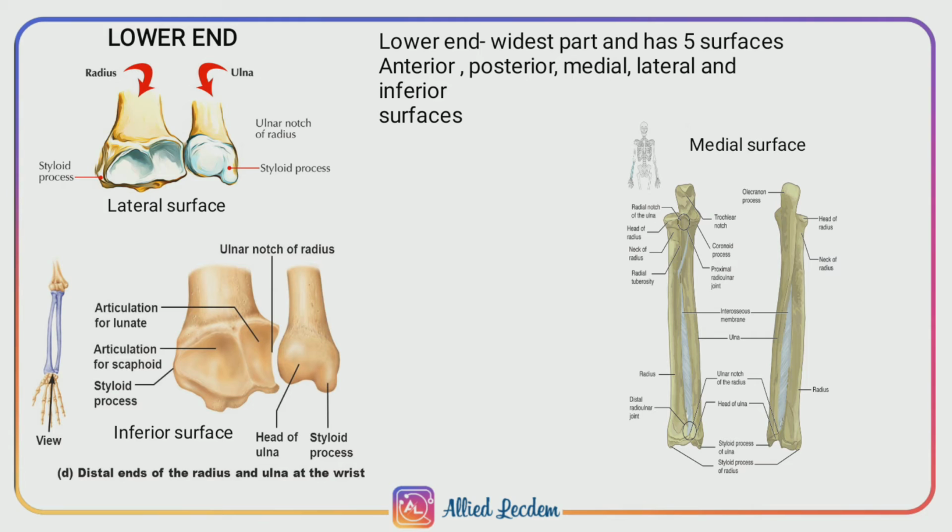The first groove, between the crest-like lower part of the anterior border and the styloid process, gives passage to the abductor pollicis longus and extensor pollicis brevis.